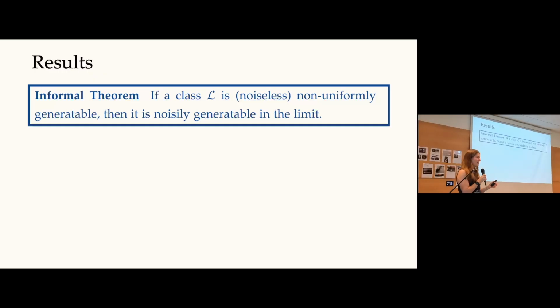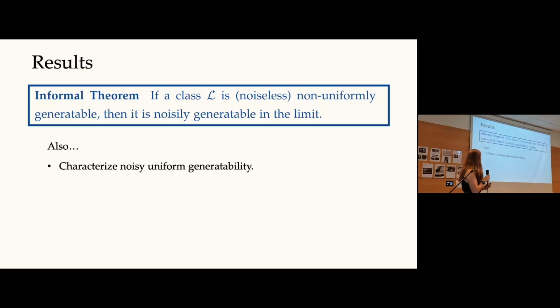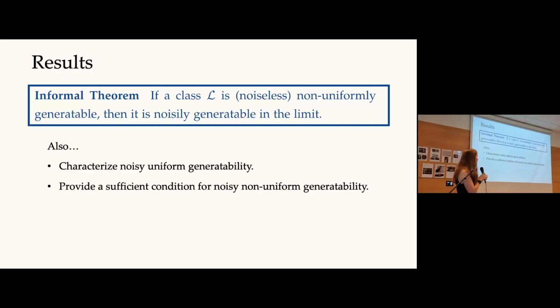And so this isn't quite the same as saying noisy generation in the limit is as easy as generation without noise. We do require the slightly stronger notion of non-uniform, but what it does tell us, for instance, is that all countable language classes are noisily generatable in the limit. And the authors also characterize noisy uniform generatability and provide a sufficient condition for achieving noisy non-uniform generatability.